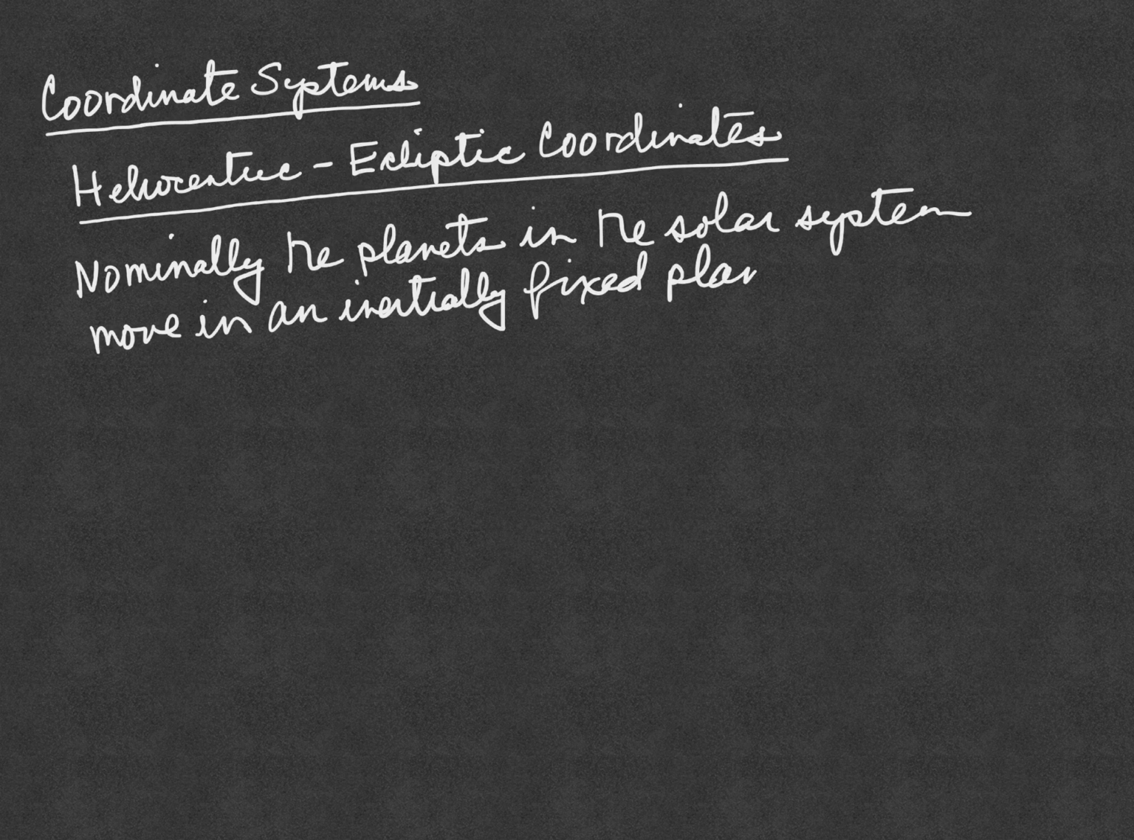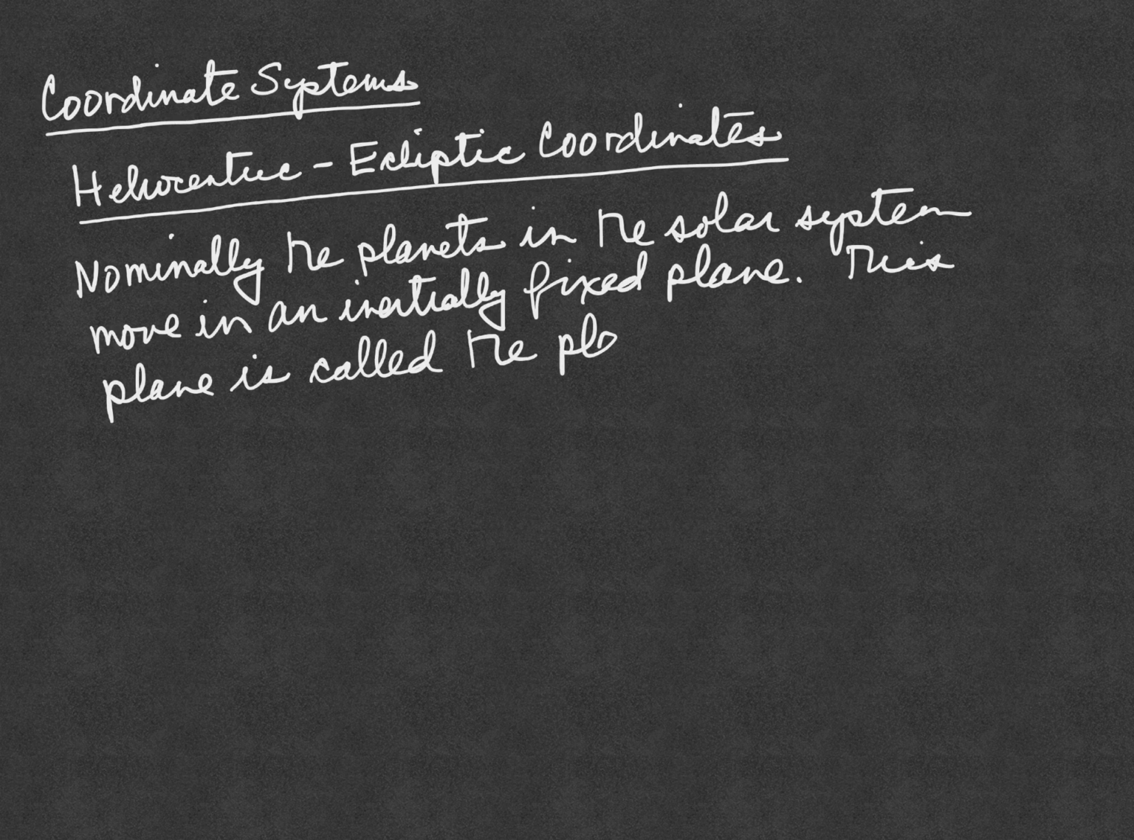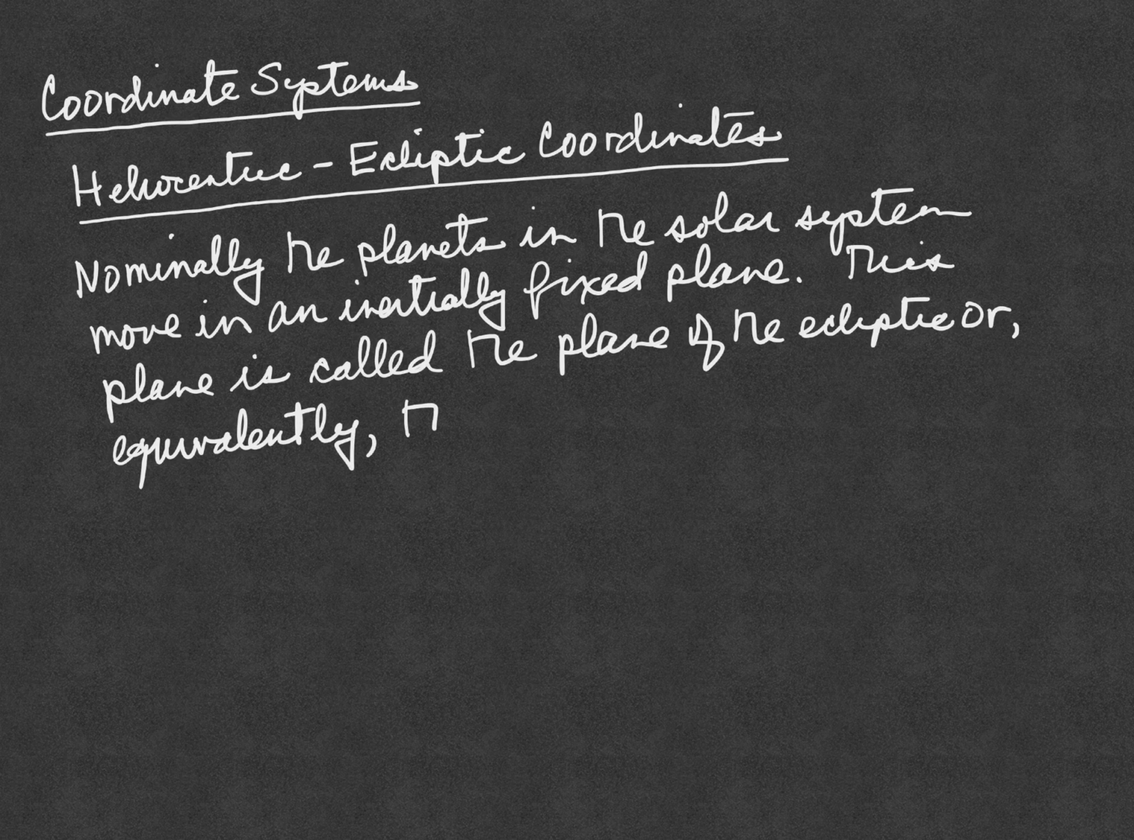Now, this inertially fixed plane is called the plane of the ecliptic, or equivalently, the ecliptic plane. Now, we can do this for any planet, but we're really focusing here on the Earth because that's where everything we know occurs. So we're going to deal with the Earth.